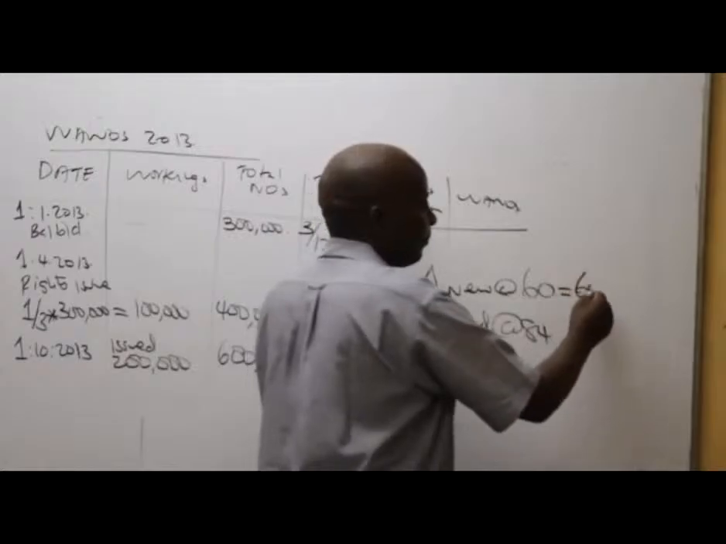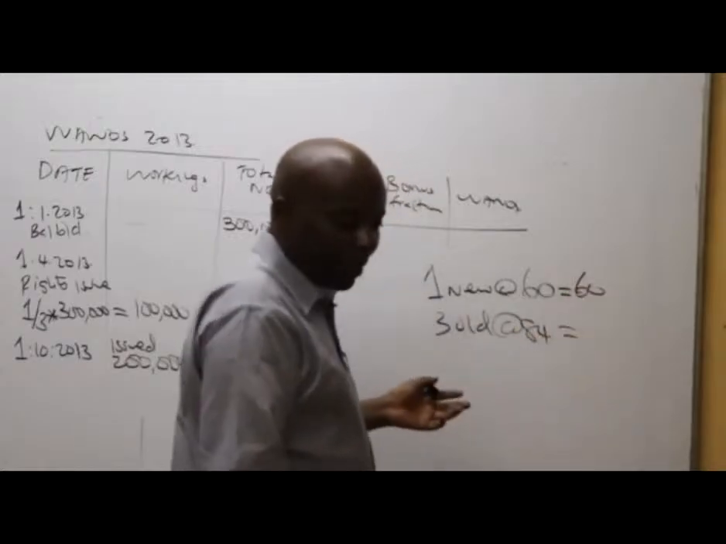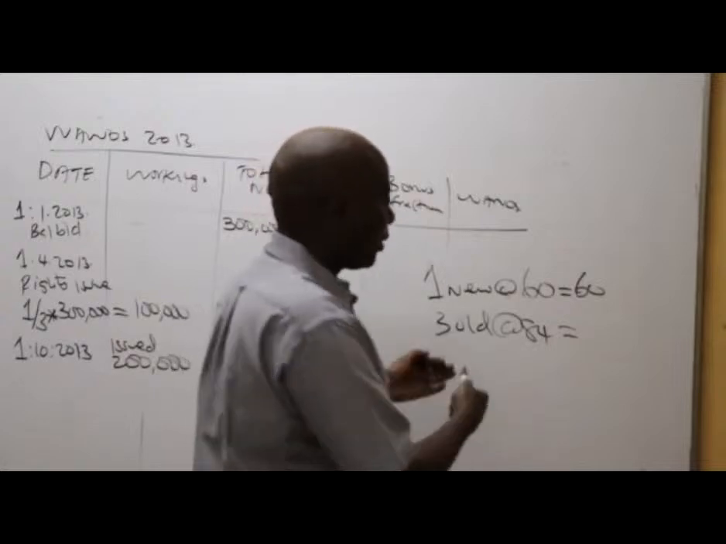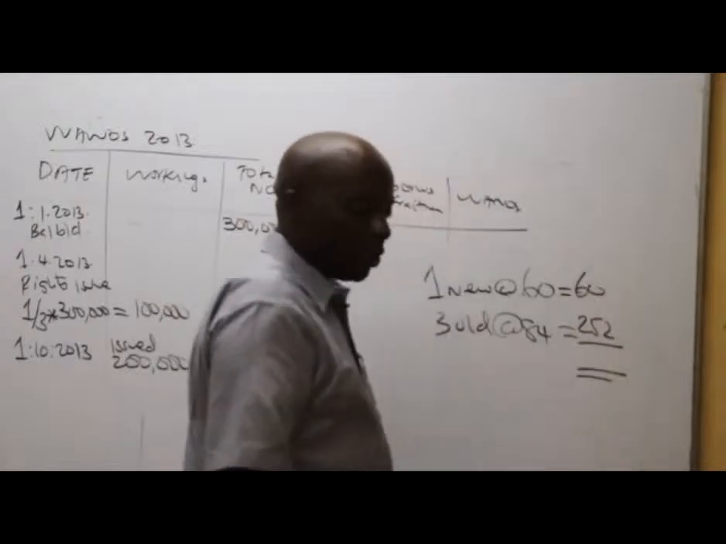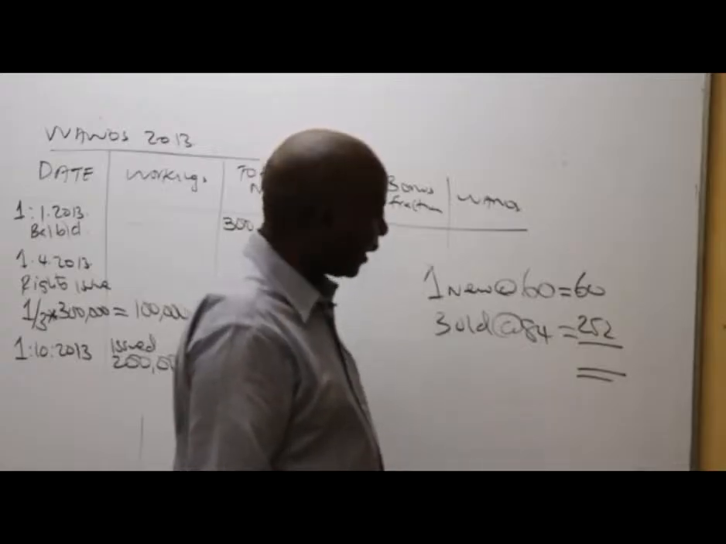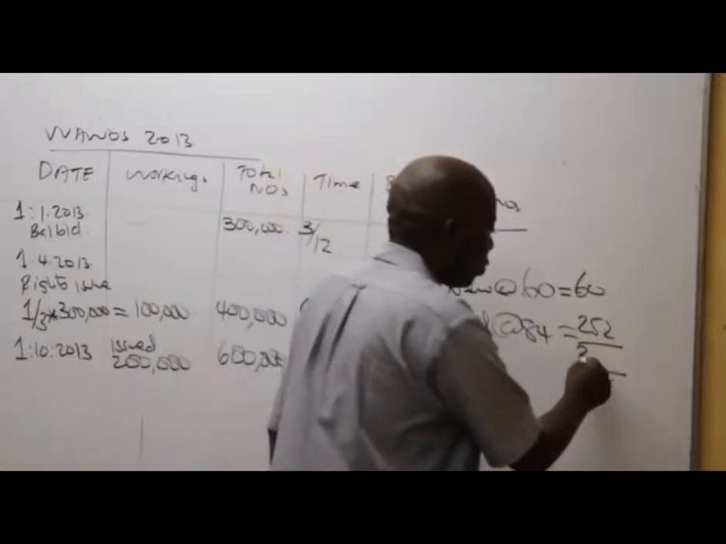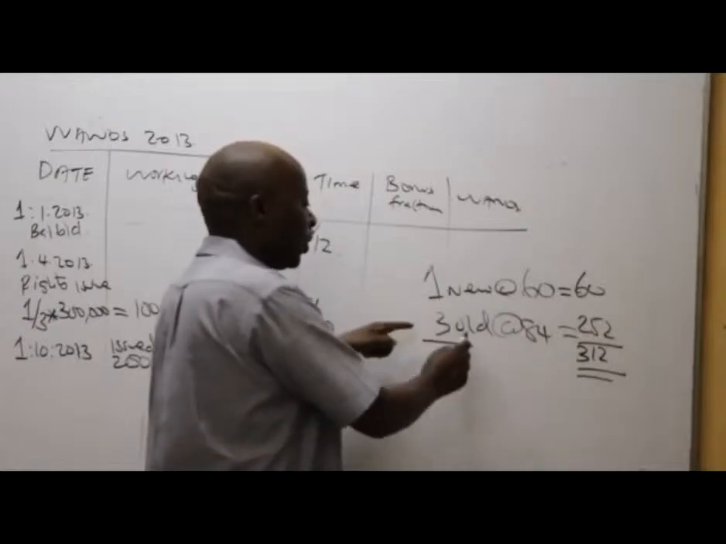60. 3 times 84 gives me how much? Wanasema ni 66 tena. 252. So ukiongeza zote zinakuja ngapi total value? Total value inakuja 314, ama 312.